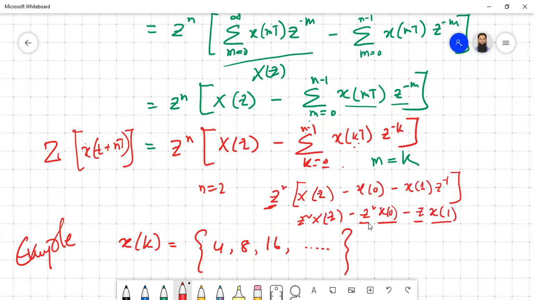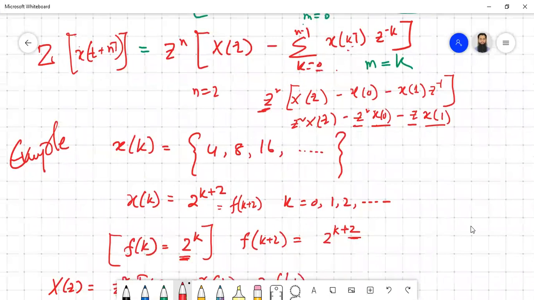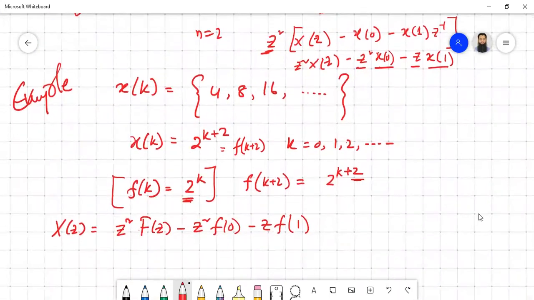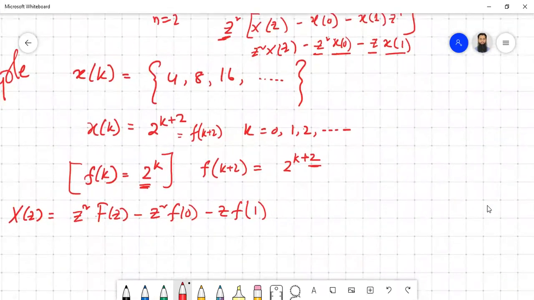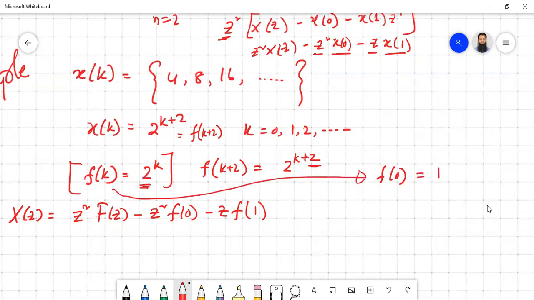So depending on the number of time advances, you have to expand the series and figure it out. In this particular case we have 2, so we have expanded in that way, and we also have to calculate the values of f(0) and f(1). What we assumed from here, we can easily find f(0) as 2 to the power 0, which is 1, and f(1) as 2 to the power 1, which is 2. So these are the two values that you can get.